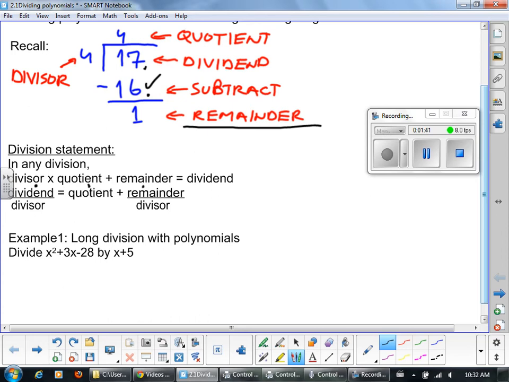So that's going to be probably a binomial or a trinomial. Maybe we'll try a trinomial. And then remainder is what we get in the end. Sometimes we're not going to get a remainder, so that's good. But sometimes you will. Second way of showing it is dividend over the divisor is equal to the quotient plus remainder divided by the divisor. Now it'll make more sense once we actually do the example, which is example 1.